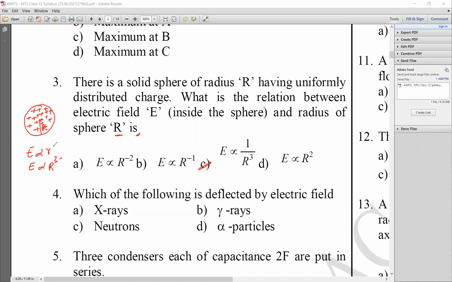Okay, it is directly proportional to small r. What is small r? Distance from the center, at a distance r, any distance from the center. Inversely proportional to r cube. Okay, option C is correct.